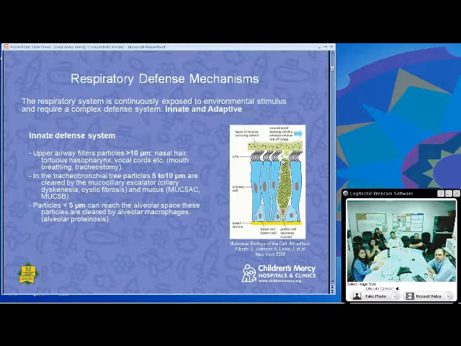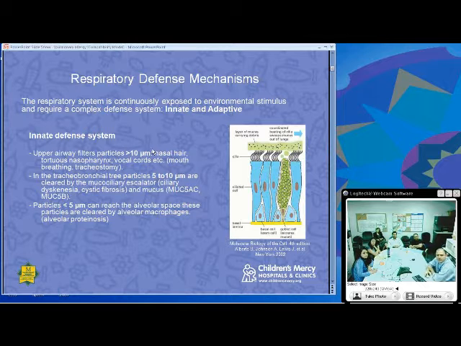So first, the respiratory system, other than the skin, is one of the ones that is most exposed to the environment, and it has two main defense mechanisms. One is called the innate system, and the second one is the adaptive system. The innate system requires no previous interaction with the environment, and it's ready to respond immediately. I think it's one of the most important ones, and one of the most underestimated, given that pretty much everybody has it.